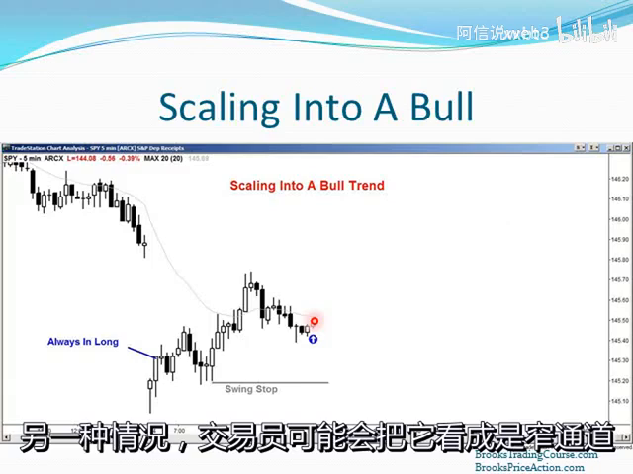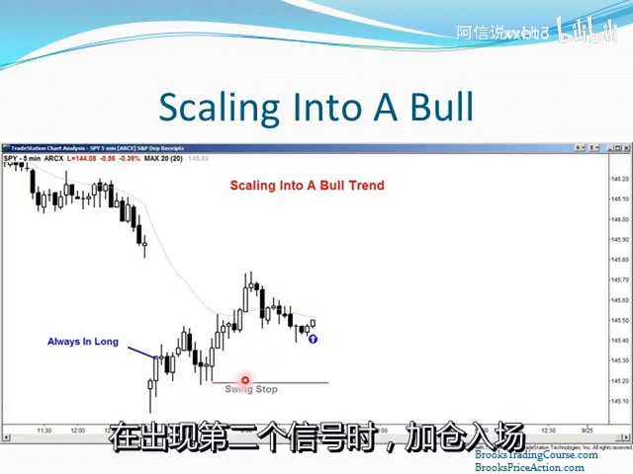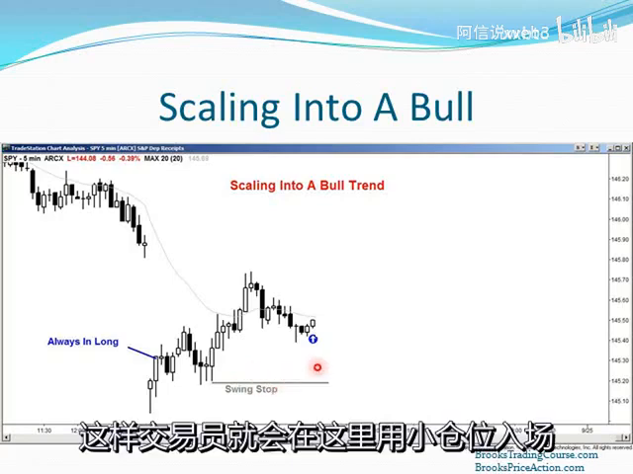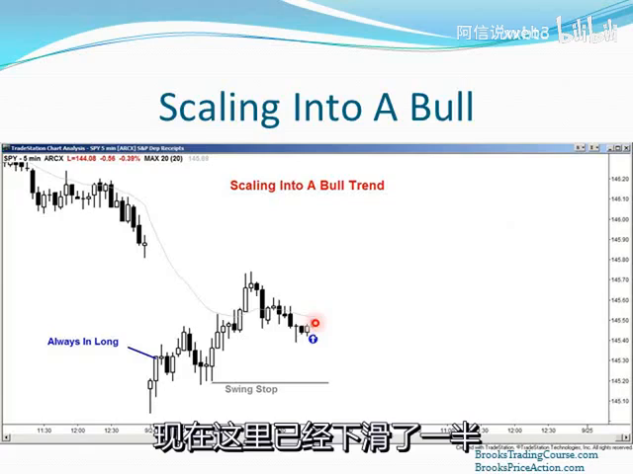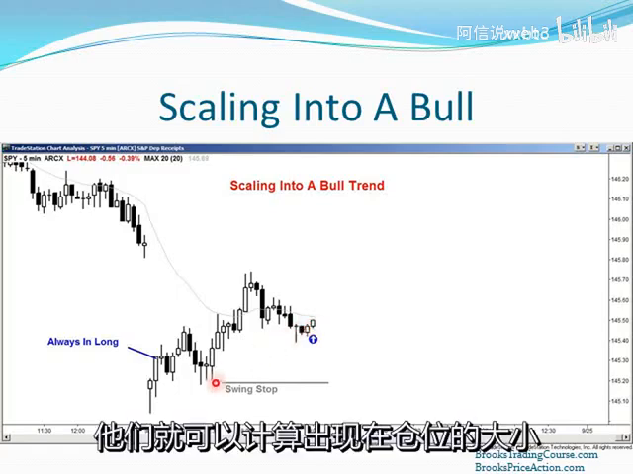On the other hand, a trader might say, you know, this may have more to go. It's a fairly tight channel. Maybe we'll come all the way down here and form a double bottom. I'm going to look to add on if we get a second signal. In that case, the trader would take a smaller position size. We're already halfway down. They can determine what position size they need if they were to add on.